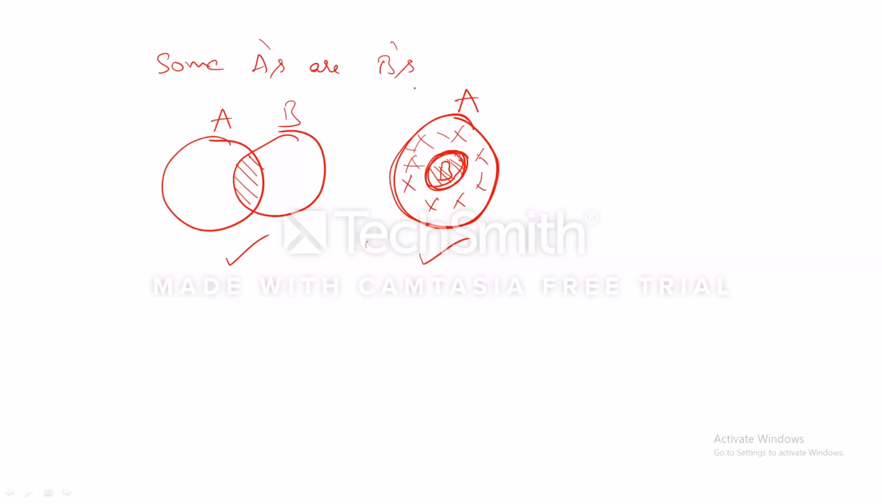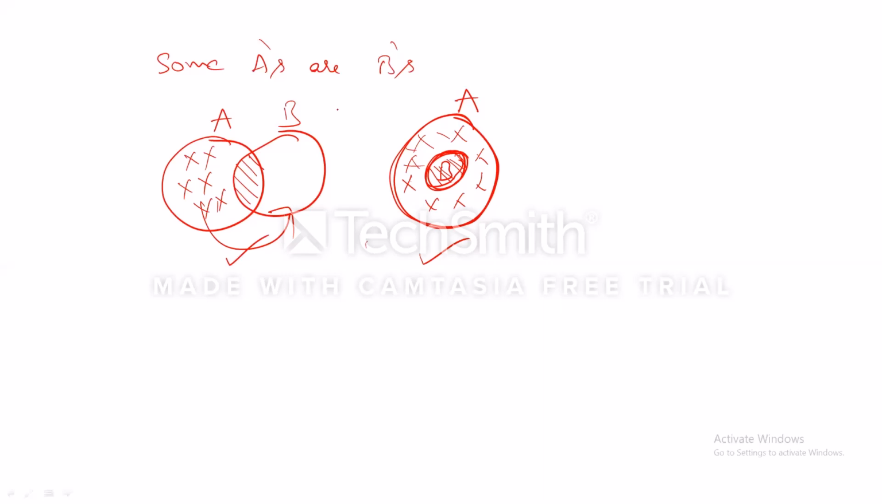And similarly, some A's are not B's. Some A's are not B's means some part of A is not related to B, correct? Some part of A is not related to B. Similarly, we can draw different Venn diagrams for a particular statement. Remember this, we can draw many possible ways. For some statements we can draw two possible ways, for some statements we can draw three possible ways. So we can draw different sets of Venn diagrams for a given statement.